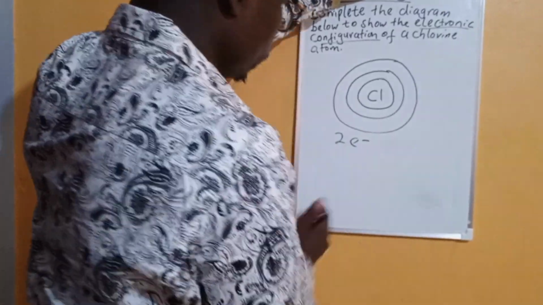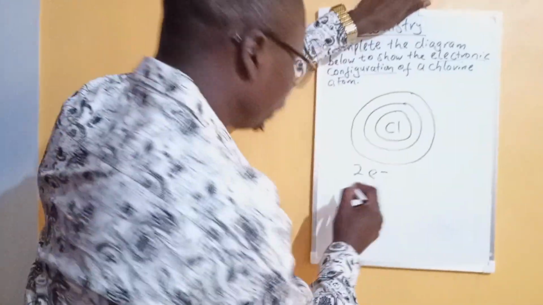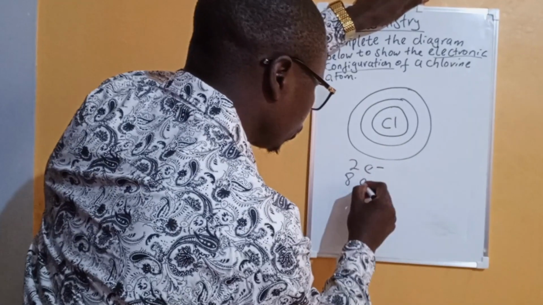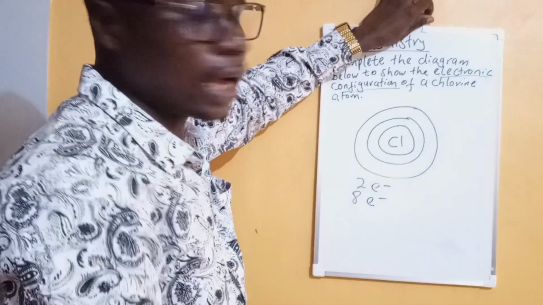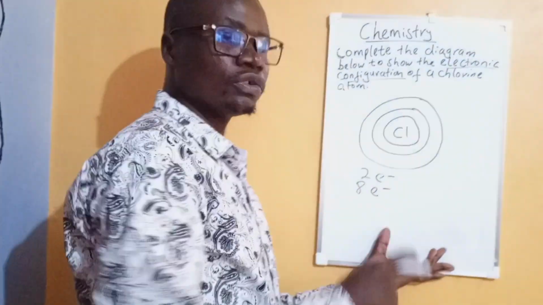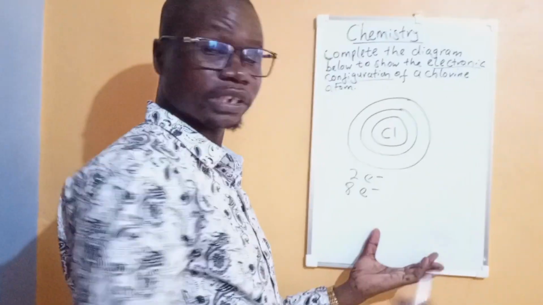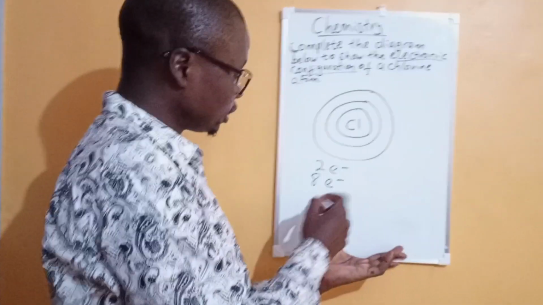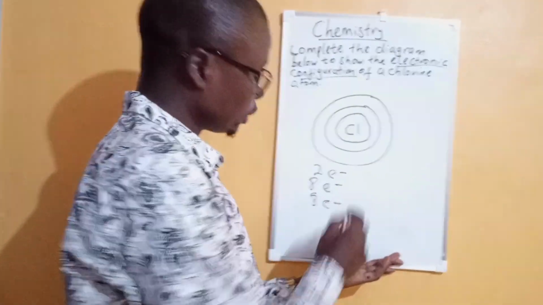Now, the second shell is filled by a maximum of 8 electrons. And for the first 20 elements of the periodic table, because we are dealing with elements on the periodic table, the third shell is also filled by a maximum of 8 electrons.